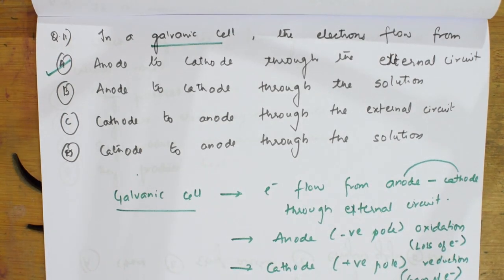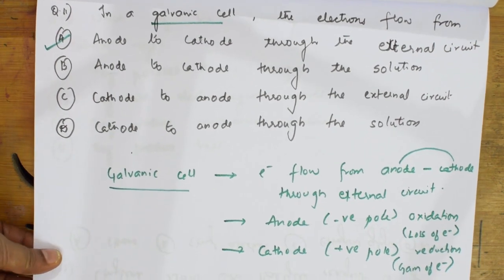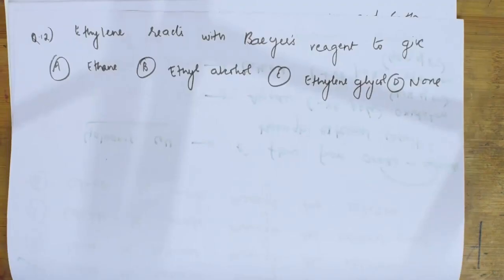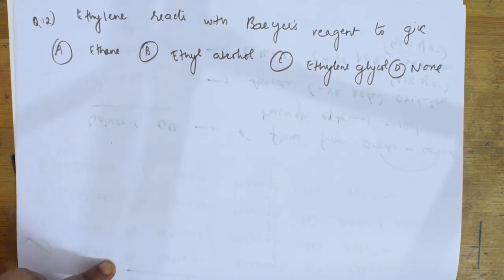Hope this is clear, students. Right? Let's come back and do the next question. Hope I have written the concept clearly. Understand the concept, so it's easy for us to do it. Now, after the electrochemistry question, let's read the next question and see.